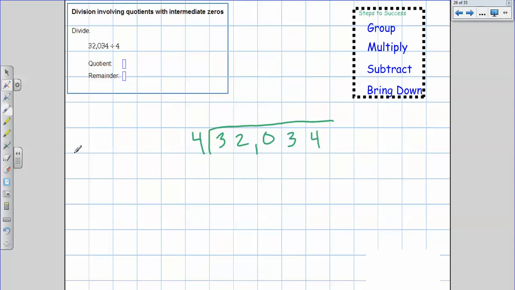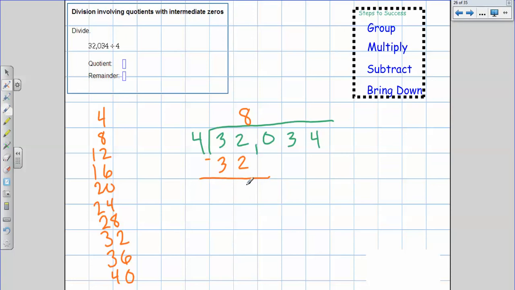Group. Let's write out our multiples: 4, 8, 12, 16, 20, 24, 28, 32, 36. We'll just go all the way out to 10. So now that I have my handy dandy multiples, how many times does 4 go into 32? If I look down here, or if I know my facts, I know that's going to be 8. So 8 times 4 is 32. I subtract. I get 0.